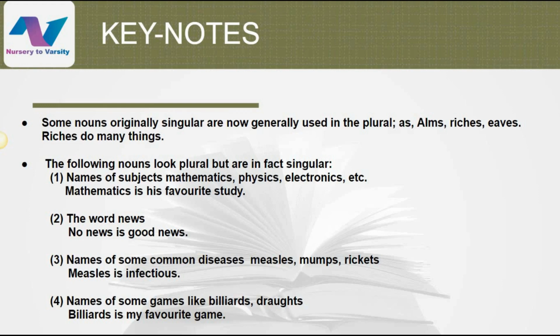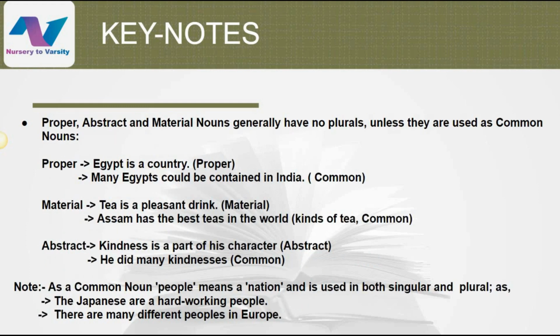Now, names of some common diseases like measles, mumps, rickets. So again they seem quite plural, having this s and es, but again they are singular, used as singular ones, like measles is infectious. Names of some games like billiards, draughts. For example, billiards is my favorite game, used again as a singular thing.